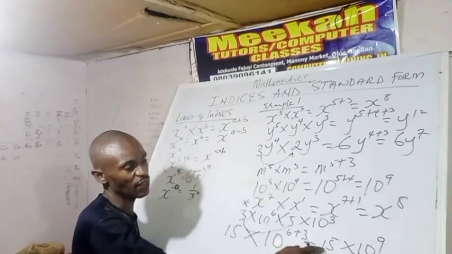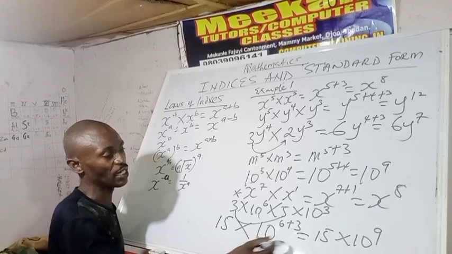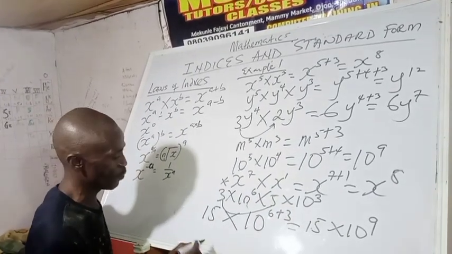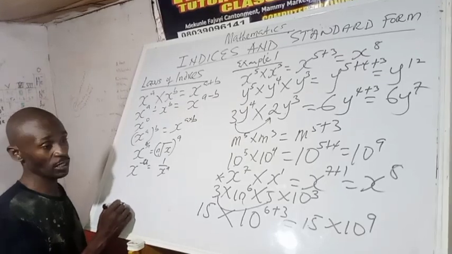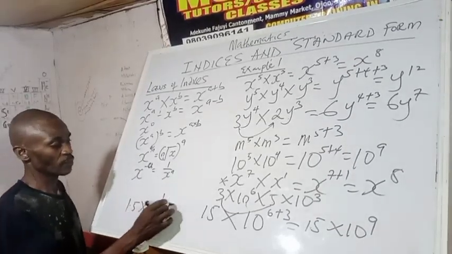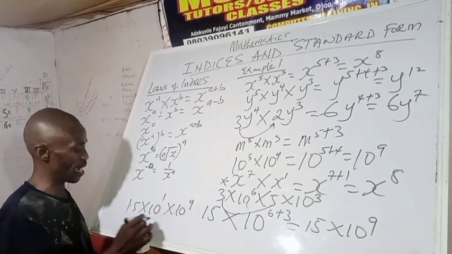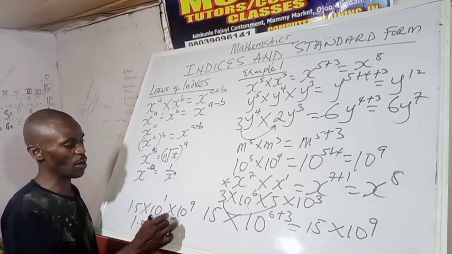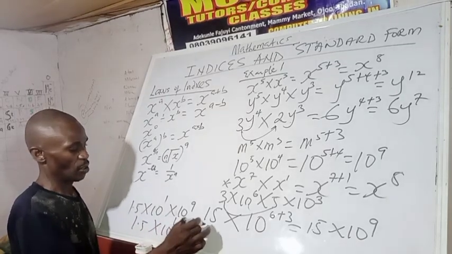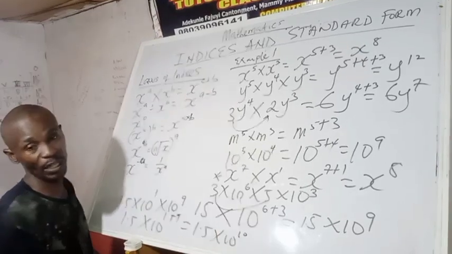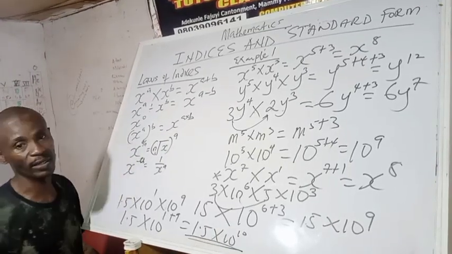Gentlemen, never leave it this way. This is 15. You have to convert this 15 to standard form. So this 15 becomes 1.5 times 10 raised to power 1. So this gives me 1.5 times 10 raised to power 1 plus 9, which is 1.5 times 10 raised to power 10. Are we clear with that now? Know how to convert this.